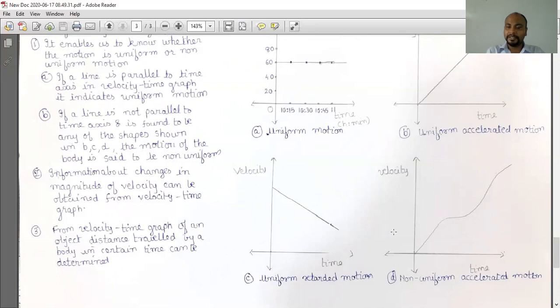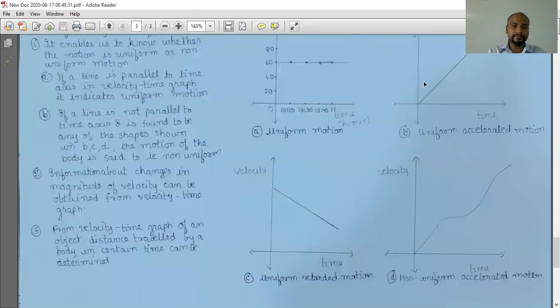Now, if you see the D graph, the body is performing non-uniform accelerated motion because the increase in velocity of the body in equal intervals of time is not the same. So we say that the body is performing non-uniform accelerated motion. From the velocity time graph of an object, the distance traveled by a body in a certain time can be determined.